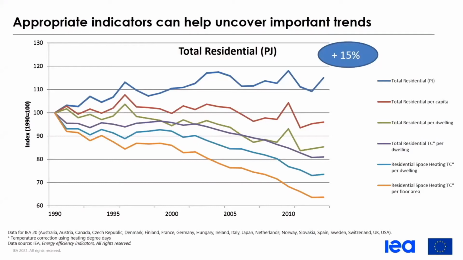So all in all, it is essential to choose the most appropriate indicator depending on what we want to observe. If we just look at the total residential energy consumption, we would observe that the total final energy consumption has increased by 15%. However, this does not mean that we are less efficient now. For instance, the residential space heating energy consumption per floor area has decreased 35%. So it's really important to choose the proper indicator depending on the message we want to give and what we want to observe.